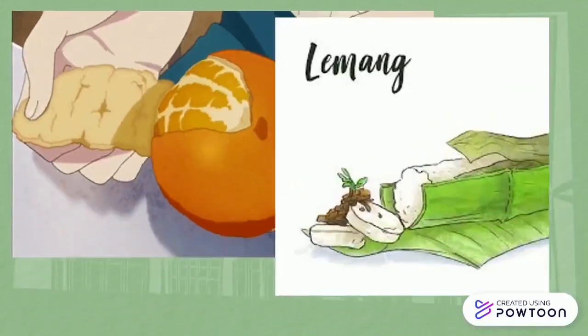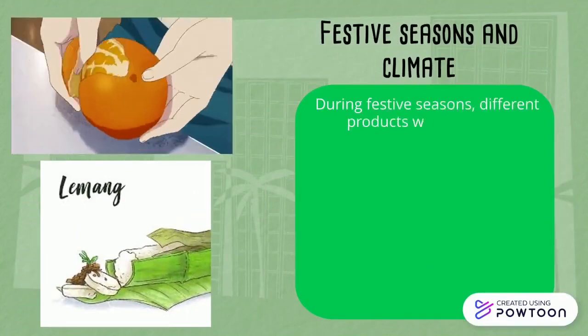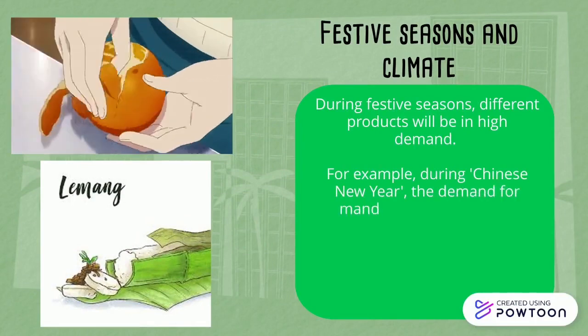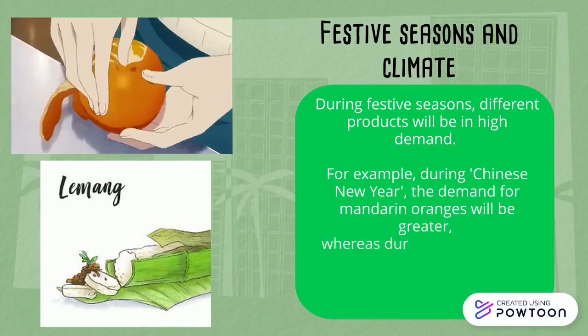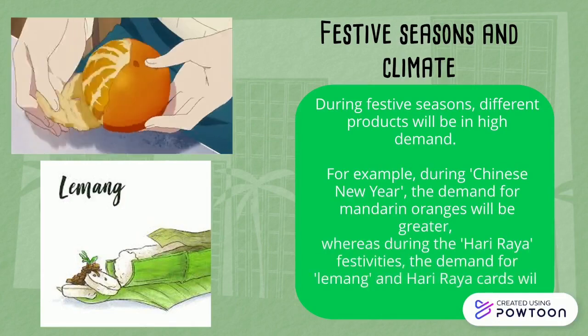Fifth, festive seasons and climate. During festive seasons, different products will be in high demand. For example, during Chinese New Year, the demand for mandarin oranges will be greater, whereas during the Hari Raya festivities, the demand for lemang and Hari Raya cards will be greater.